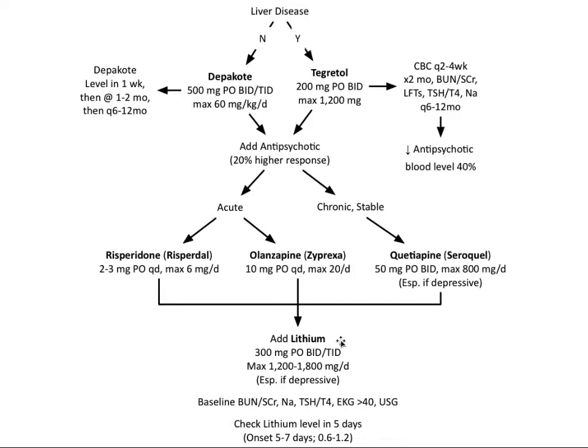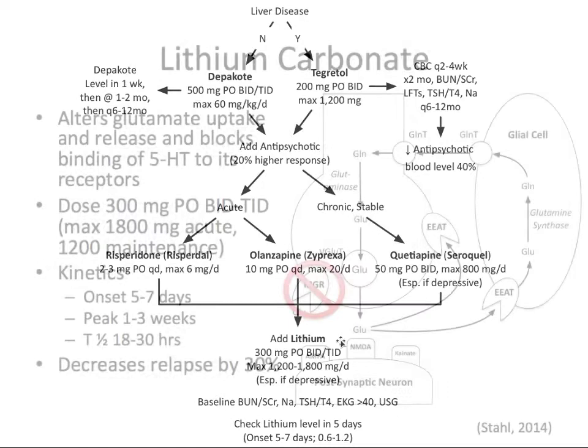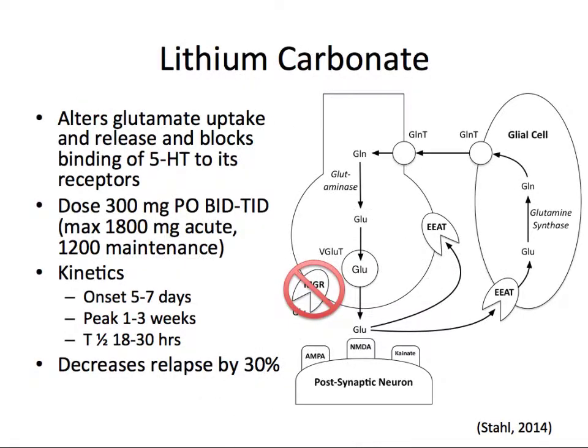I've listed this here as essentially a third line because of the side effects and monitoring associated with lithium, which we'll discuss. Lithium functions by altering glutamate uptake and release, and blocks the binding of serotonin to its receptors. In the image, I've shown how it blocks the MGR receptor that we discussed whenever we were talking about the biological underpinnings of bipolar disorders.